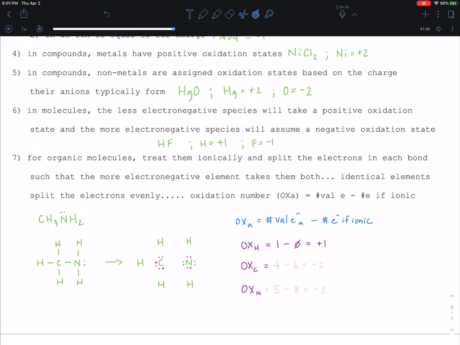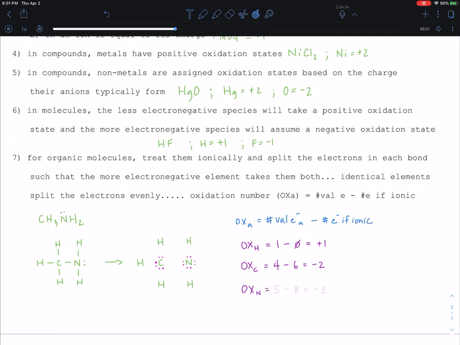For carbon, carbon has four valence electrons, right? It's in group four. We're going to subtract the number of electrons if this thing was ionic. So you go back to that little pretend ionic structure there, and I see I've got six pink dots. In other words, I've got six electrons around the carbon if this thing was ionic. So I'm going to subtract six, and I'm going to get a negative two. The carbon in methylamine has a negative two oxidation state.